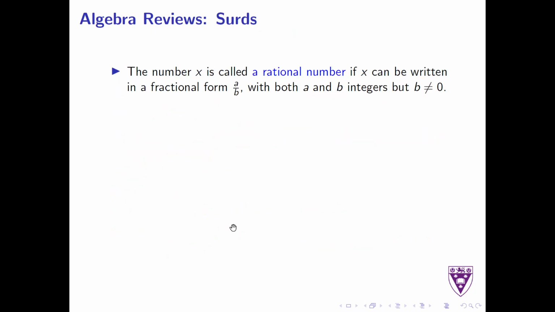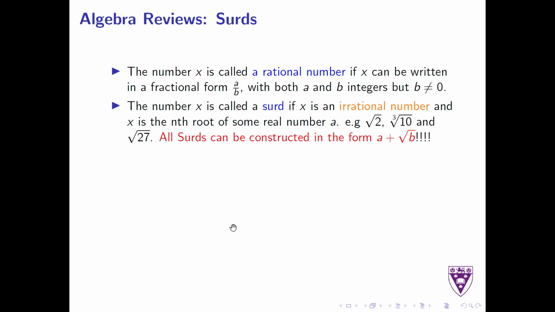Now, what is a SAD? Before we can talk about a SAD, first of all, we need to know what is a rational number. In simple terms, a rational number is a real number that can be written in a fractional form with both numerator and denominator integers such that the denominator is not equal to 0. That's what a rational number is. And then an irrational number is a real number that is not a rational number. Simple as that.